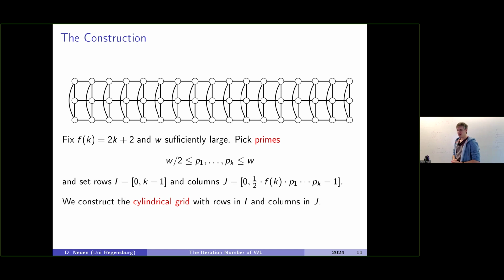Okay, and we construct the cylindrical grid, and the cylinder is basically on the rows. So the top row and the bottom row are connected. And for the columns, we really have columns with two ends. Okay, so that's the graph that we are considering.